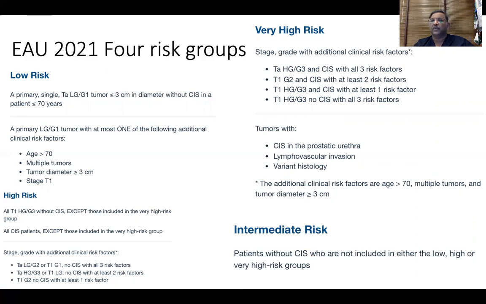Intermediate risk is more of an exclusion diagnosis, which means that if the patient doesn't belong to any of these categories, they are intermediate risk cancers.